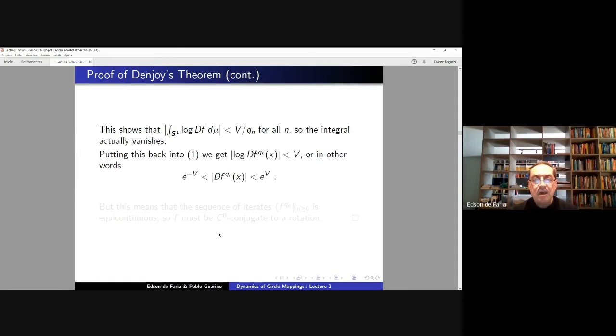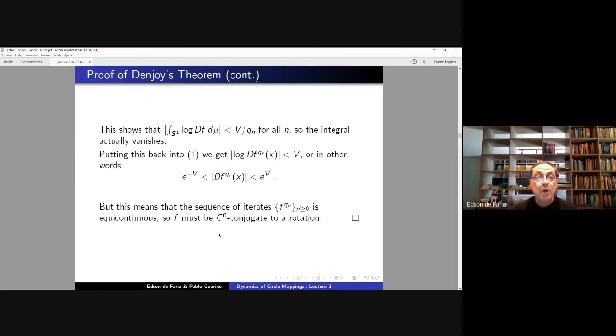So this means that df of qn is bounded above and below by these positive constants, e to the v and e to the minus v, okay? So what is this saying? This is saying in particular that the sequence of iterates f^qn is an equicontinuous sequence.